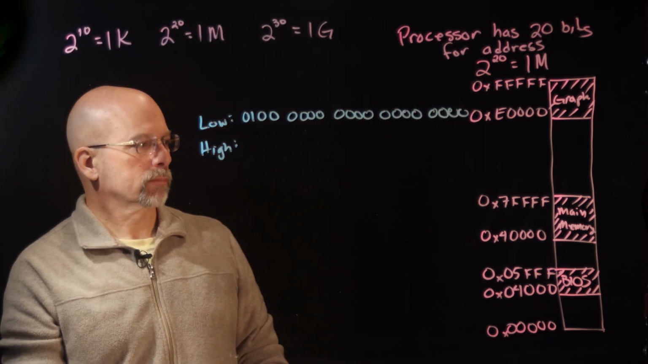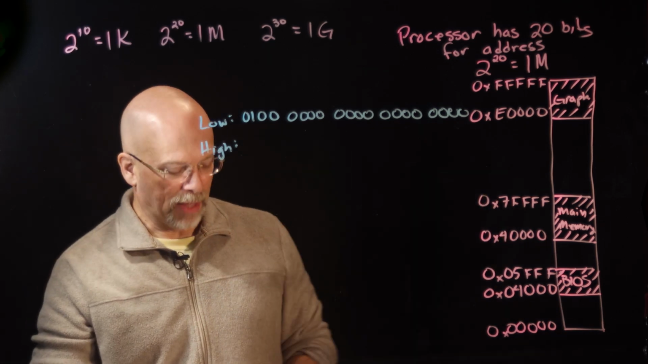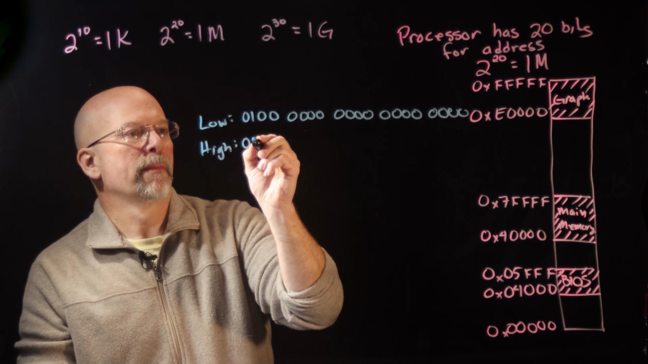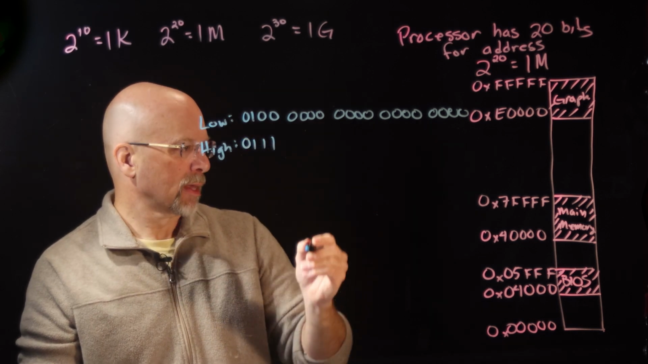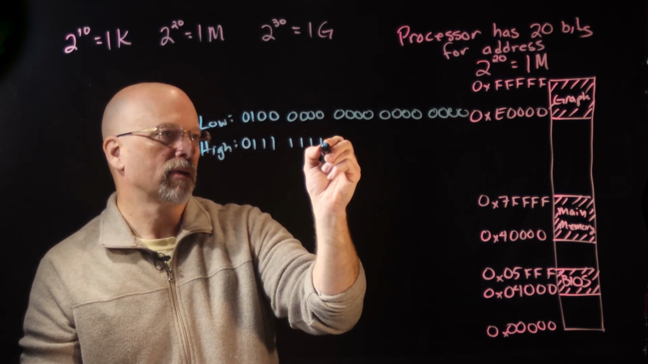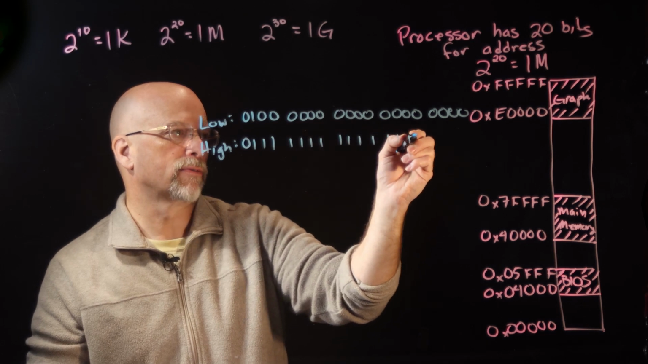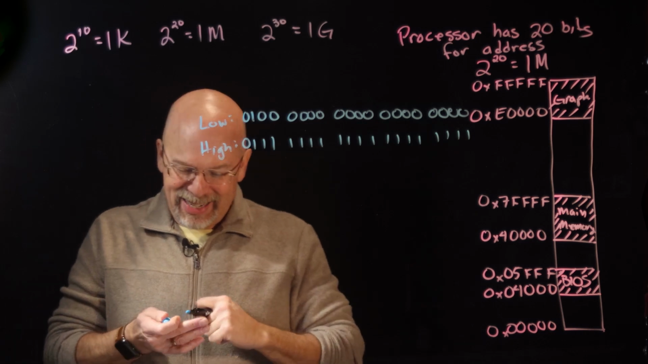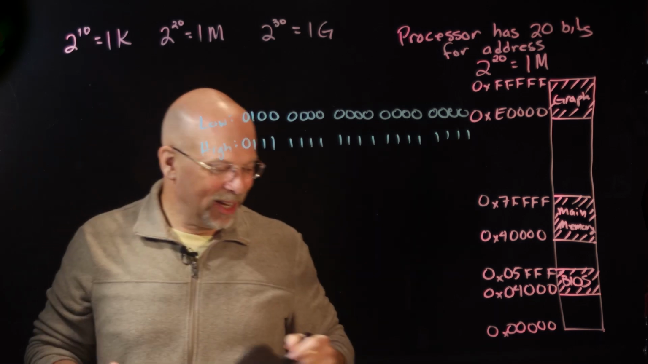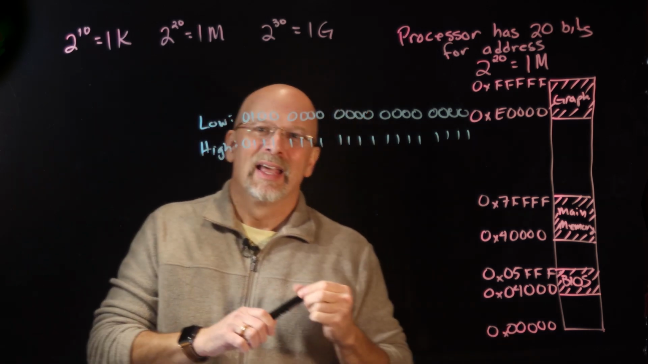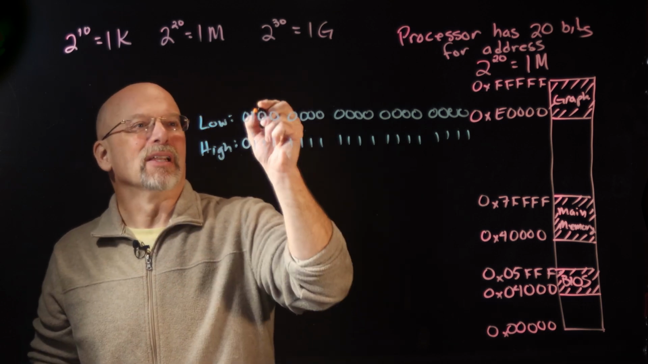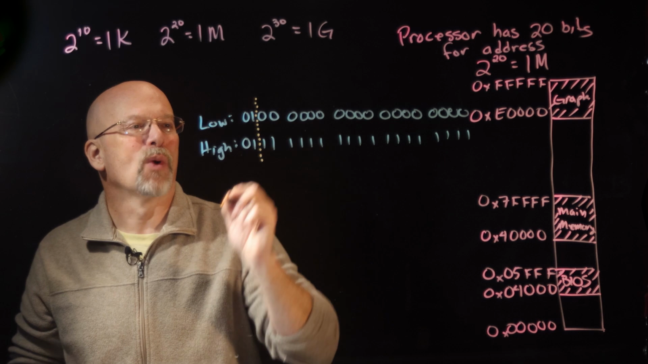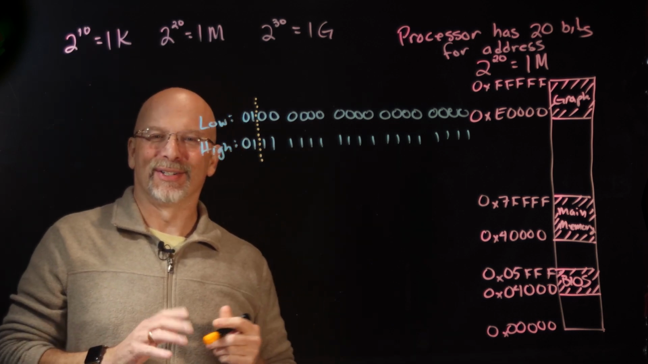All right. Now, let's look at the high address. The high address is 7, and then F, F, F, F. All right. Now, our line is drawn a little bit further to the left this time, isn't it? In fact, way farther to the left. We come up here, and that is where that line occurs.